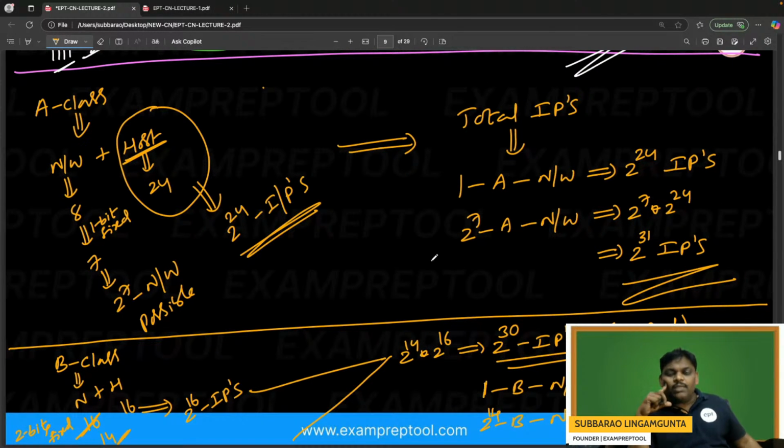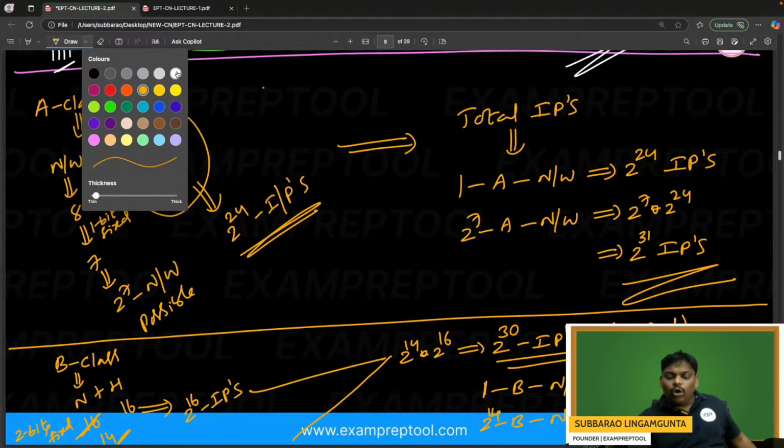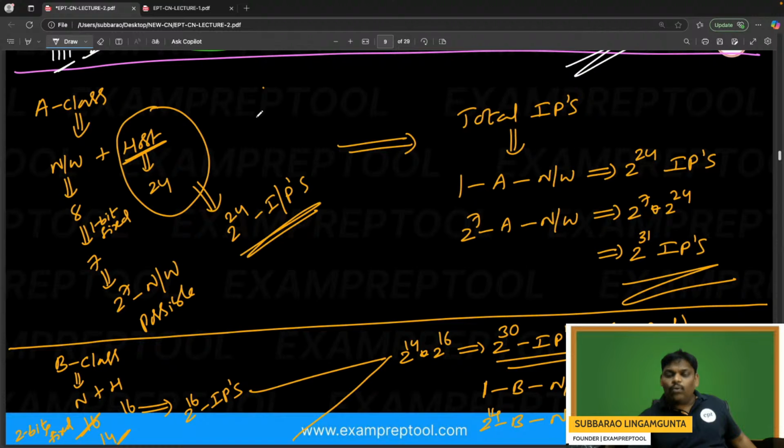Which class has more IPs? Please give the answer to me. Overall, which class has more IPs? Total. What is the answer?